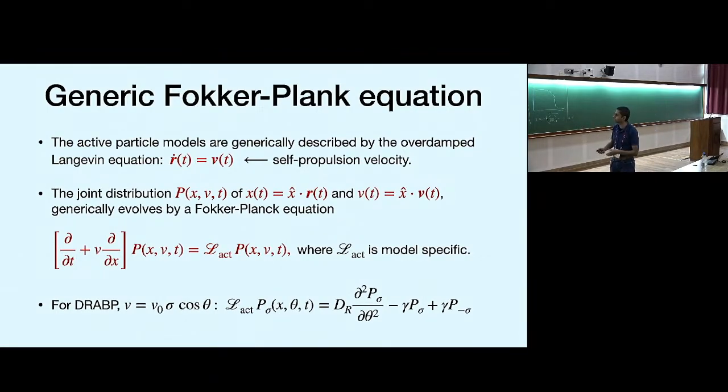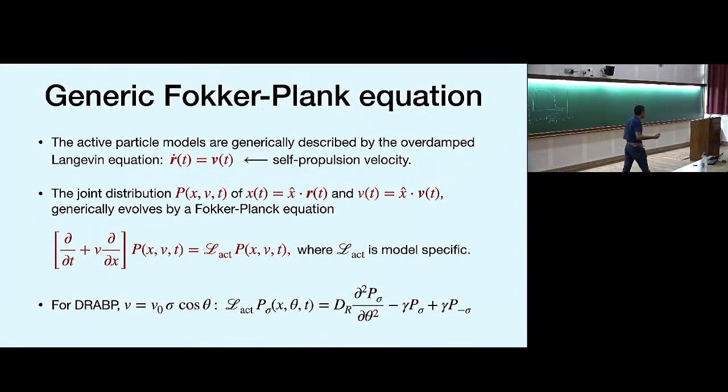For example, for the model I just talked about, there will be a diffusion-like term in the theta variable because theta is changing. Also, there will be a term because your sigma variable itself is changing. But if you take a normal RTP, this term will not be there, only this term will be there. Or if you take a normal ABP, this term will not be there, this term will be there. But if you take any other active particle model, it will be something different.